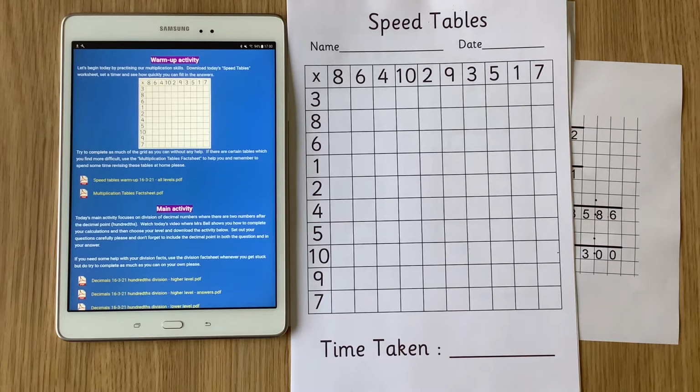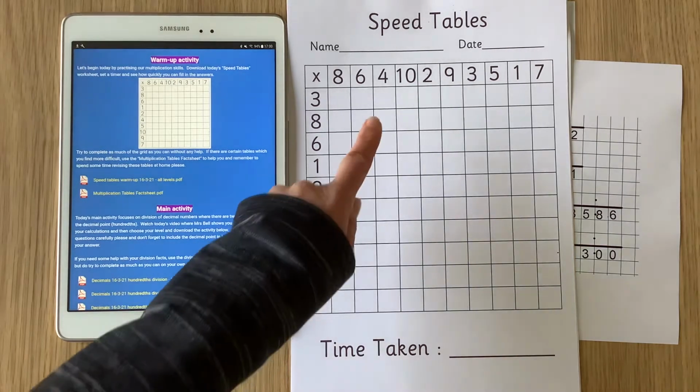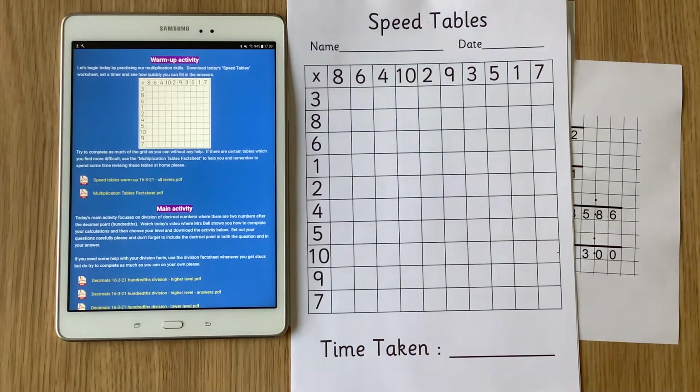We're getting underway today with our warm-up activity, which today is speed tables. So go and download your speed tables worksheet. And once you've downloaded it, why don't you set a stopwatch on your phone or on your tablet and see just how quickly you can complete the speed tables page.